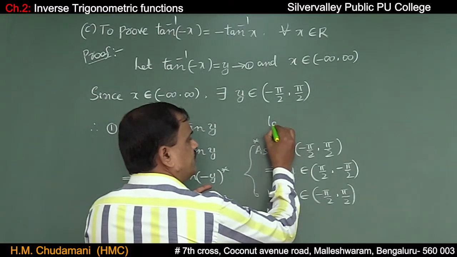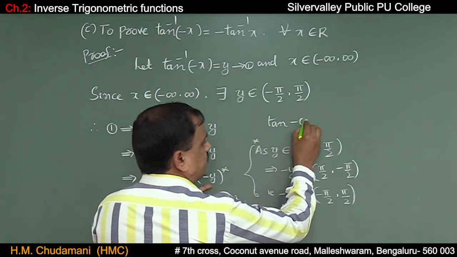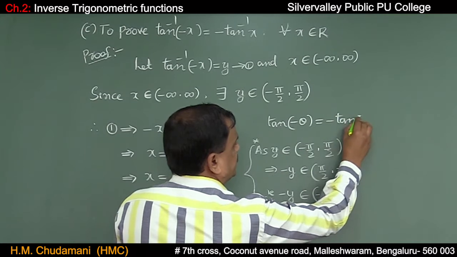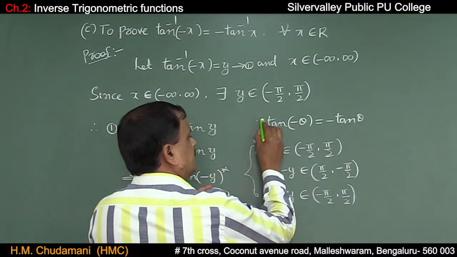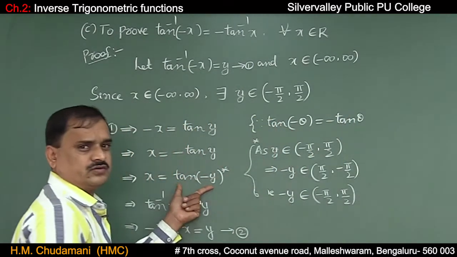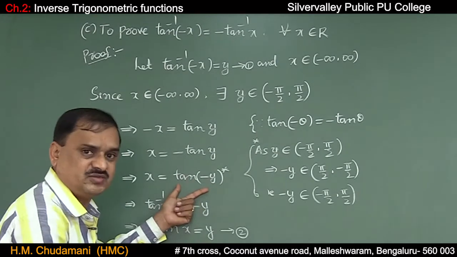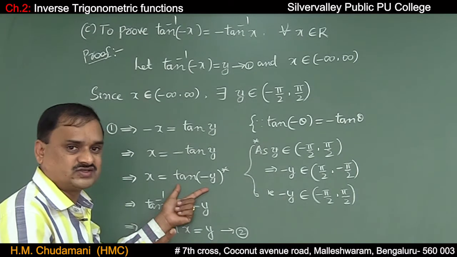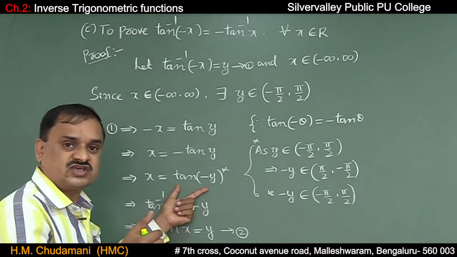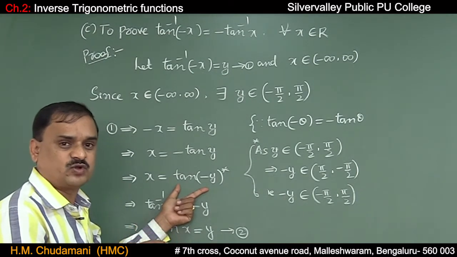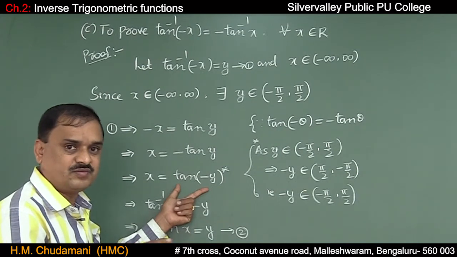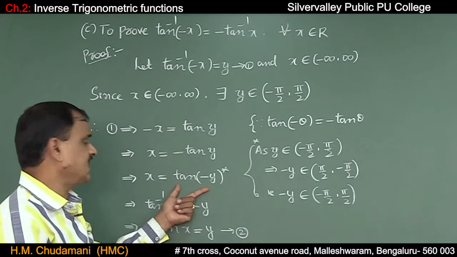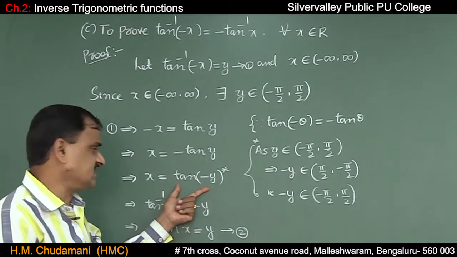So tan of minus theta is equal to minus tan theta. Tan of minus theta is minus tan theta, you know, fourth quadrant. Minus theta means fourth quadrant. As per the ASTC rule, only cos and its reciprocal secant are positive, the remaining 4 are negative. So tan of minus theta is minus tan theta.